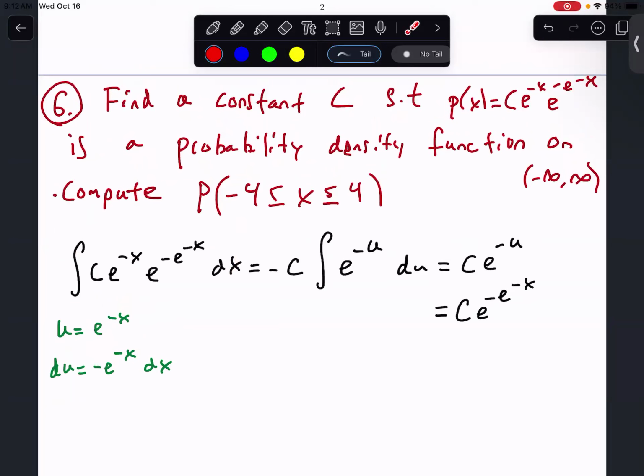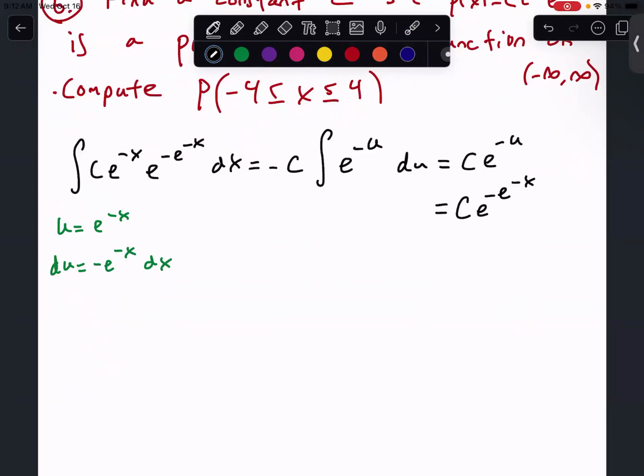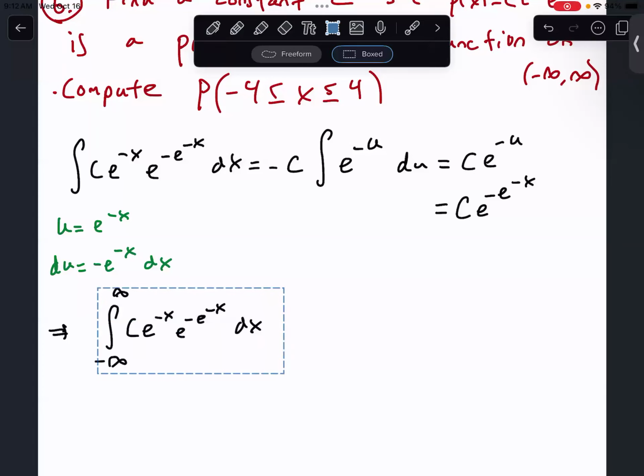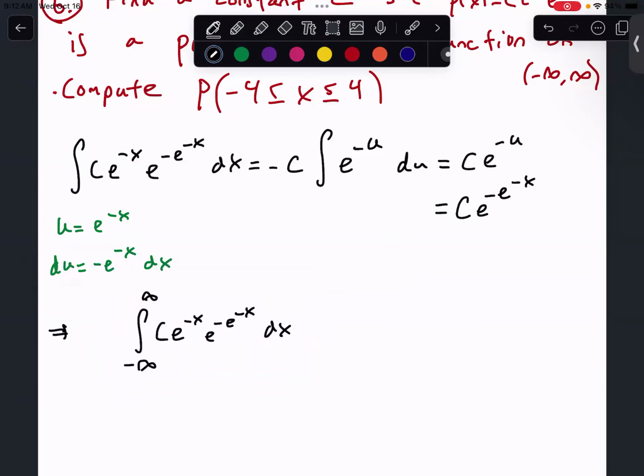And so what we want to do with this is consider the definite integral. We're going from minus infinity to infinity, and we're going to set this equal to 1. And so this is going to imply that this integral from minus infinity to infinity of c times e to the minus x times e to the minus e to the minus x dx, we're going to set this equal to 1 because we want this to be a probability density function.